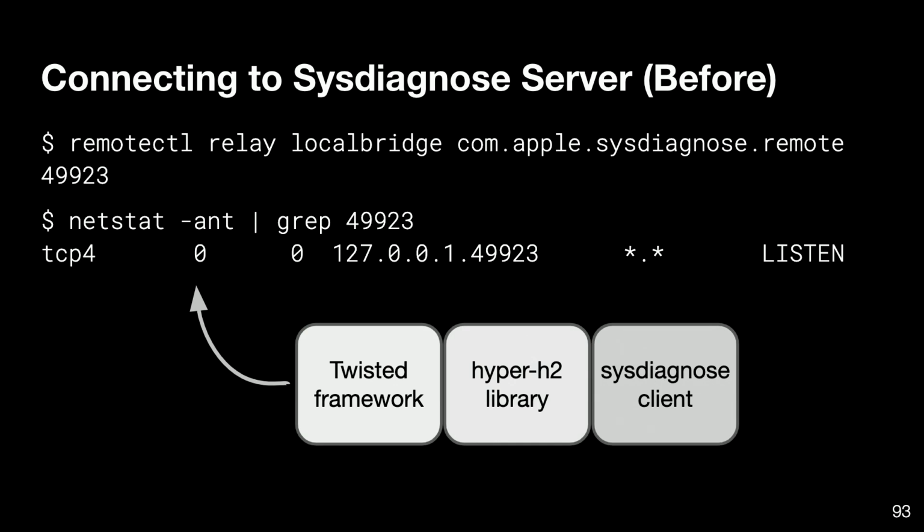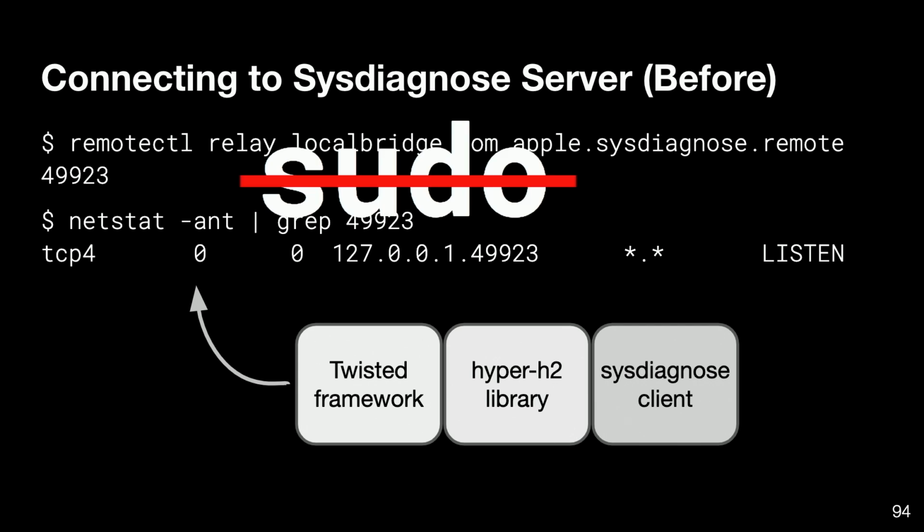So we turned to the Twisted library and used the HyperH2 library to handle the HTTP2 layer. And then we built our sysdiagnose client on top of that. And at the time we were originally performing this research, it's important to note that root access was not required, SIP could be enabled, any unprivileged process running on the device could communicate with the T2 chip or with the services running on the T2 chip directly.